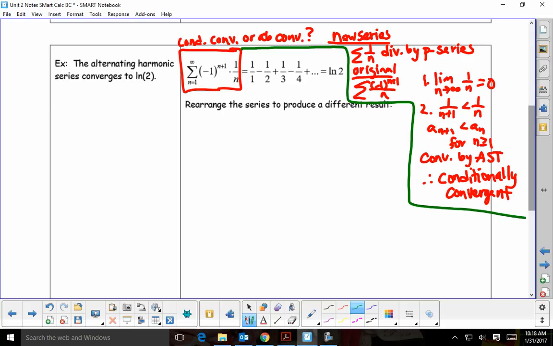Converged by the p-series. So then I went back to the original series, and I saw that it converged by the alternating series. So therefore I can see that this guy is conditionally convergent.